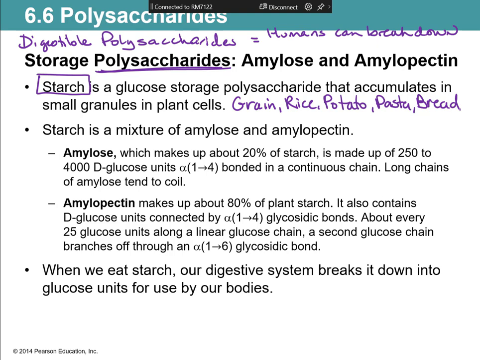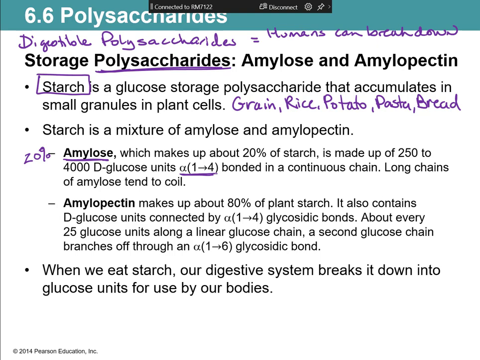So really, starch is a mixture. So starch is kind of a general term. It's a mixture of two polysaccharides. The first one is called amylose. So amylose is about 20% of starch. Only about 20% of starch is made of amylose. And it's anywhere from 250 to 4,000 glucose molecules. So it is a chain all connected in a long continuous chain of alpha 1 to 4.